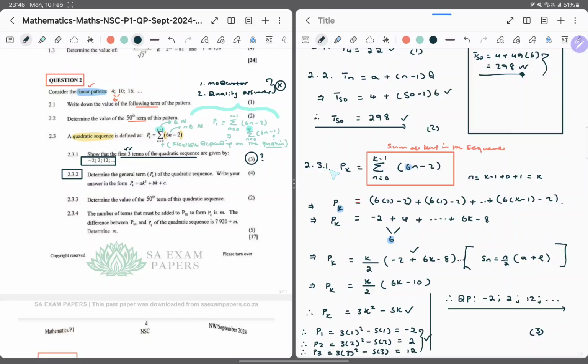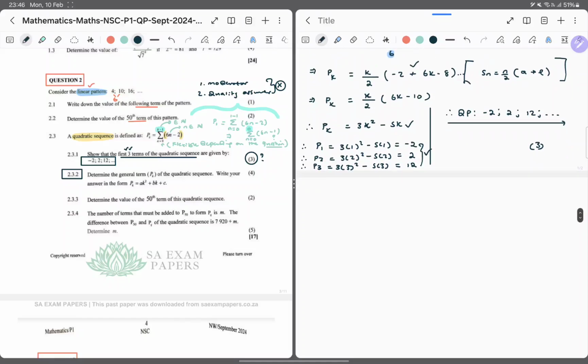So this is 2.3.1. Nice. So we've done it, guys. However, this question is unfairly created. Now 2.3.2 says determine the general formula of the quadratic sequence. Write your answer in this form. Can you see, guys? We already have it here. Now the question is, would you get 4 marks if you just plug that answer there? The answer is no. There's no way.